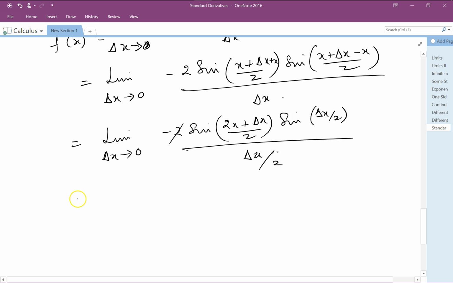Yes. So now if we take the limit, what happens? Minus sin(2x by 2) times the limit of this, which would be 1. So minus sin x.